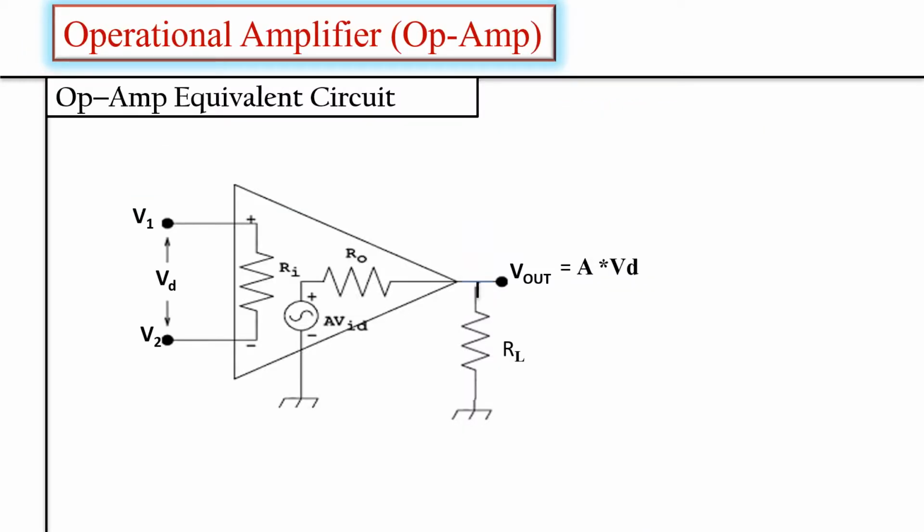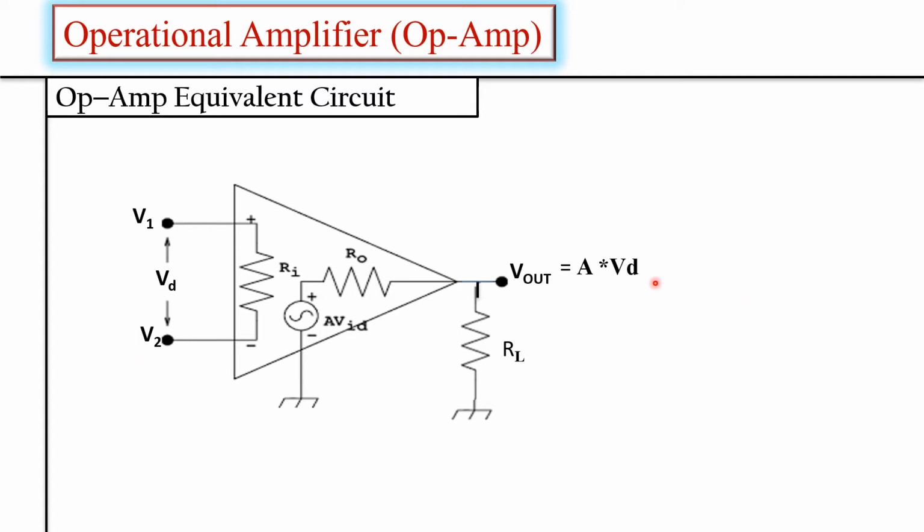Before we see the characteristics of the op-amp, let us see the equivalent circuit of the op-amp. So this is the equivalent circuit of the op-amp. As you can see here, Ri is the input impedance of this op-amp. Likewise, Ro represents the output impedance of this op-amp. The output voltage of the op-amp will be the open loop gain A multiplied by the difference between the input signals V1 and V2, that is nothing but Vd.